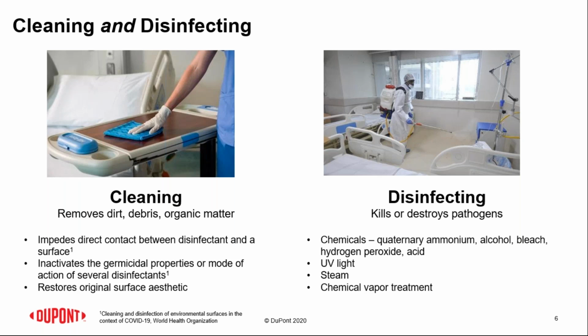Again, disinfecting is the process of killing or destroying pathogens, and it can take a variety of different formats: chemicals, UV light, steam, or chemical vapor treatment. Most often for day-to-day disinfecting, chemical treatments are used, things like quaternary ammoniums, alcohol, bleach, hydrogen peroxide, or acids.